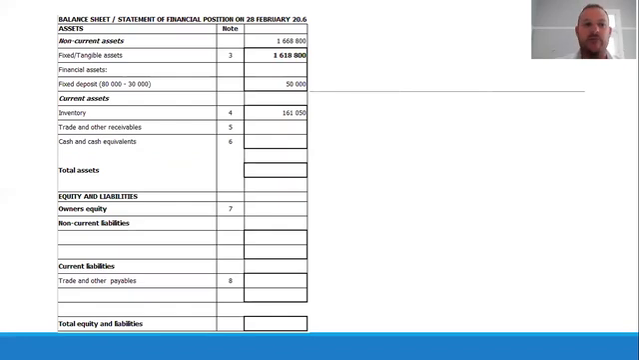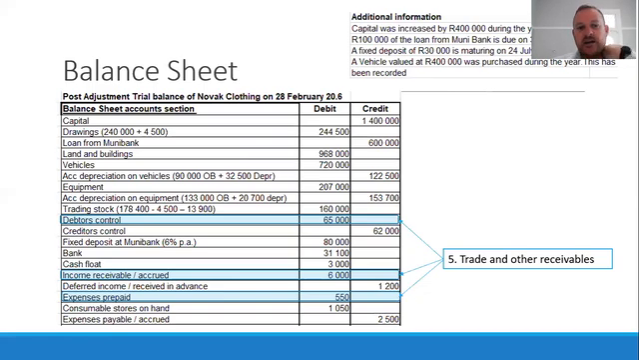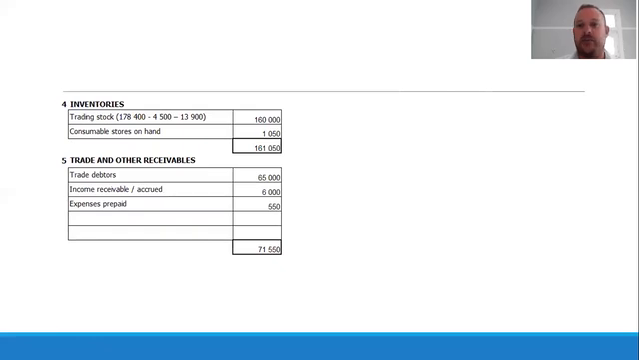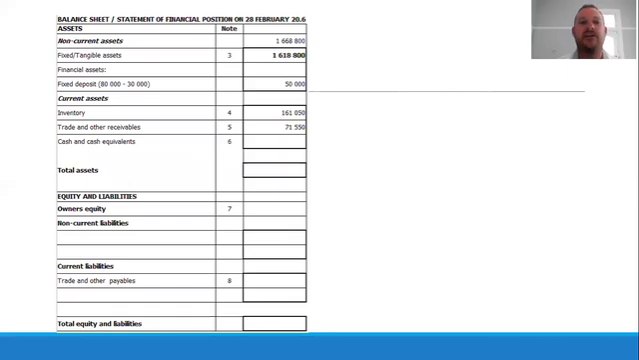We can then move on to the trade and other receivables. That's made up of debtors control, income receivable or accrued, and the expenses prepaid. Again, transfer that information from the balance sheet straight into the actual note, trade and other receivables. We then can total them, and you end up with a total for trade and other receivables of 71,550, and same thing, we transfer that to the balance sheet.